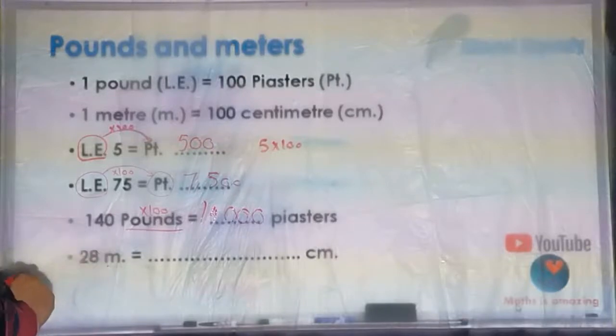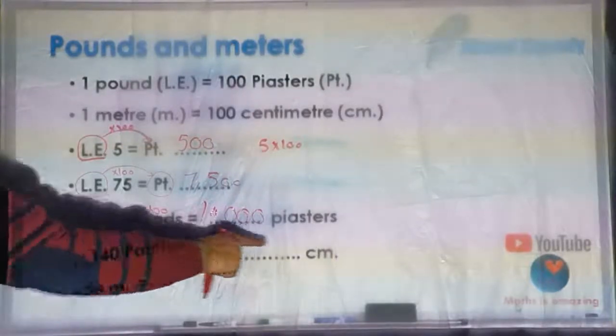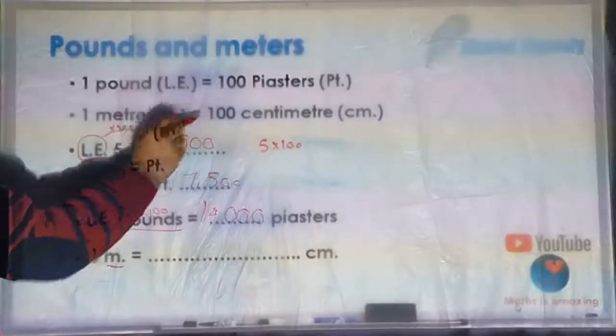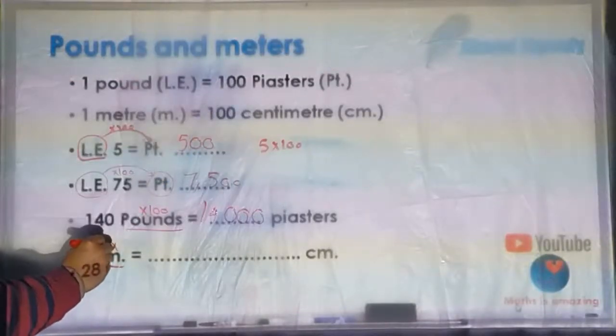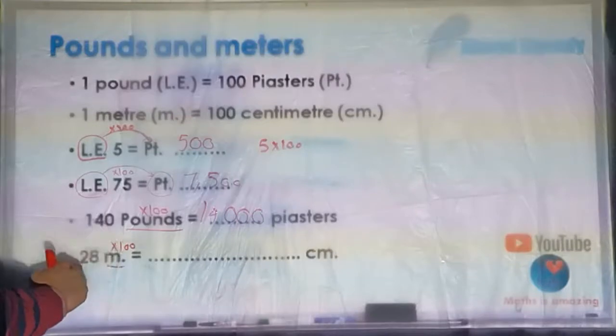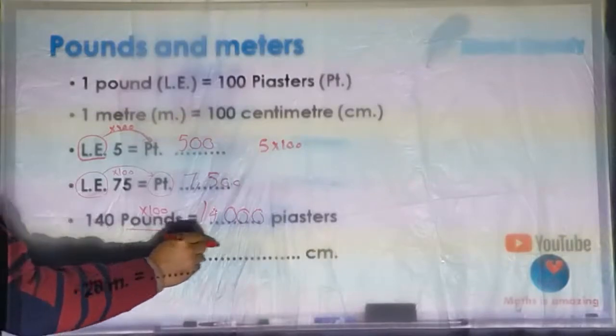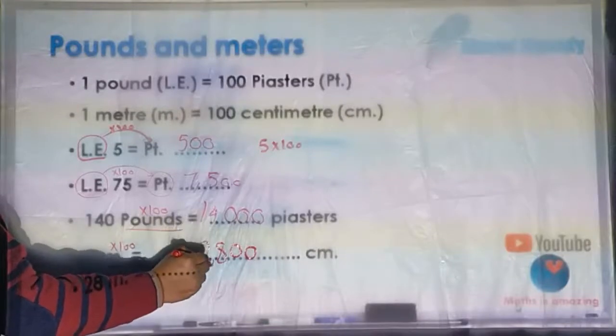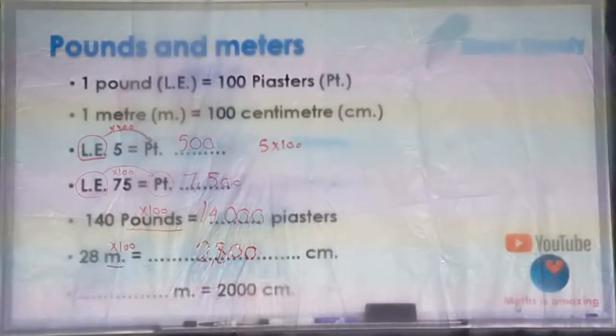28 meters. We want to convert it to centimeters. 1 meter equals 100 centimeters. Then we multiply the number. 28 times 100 equals 2,800. Next one.